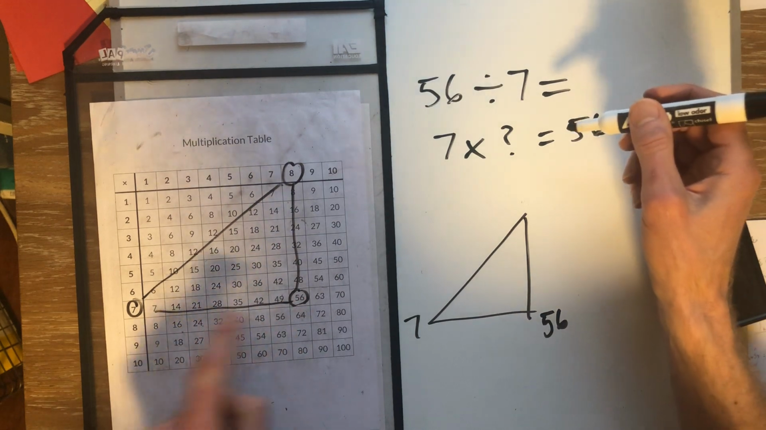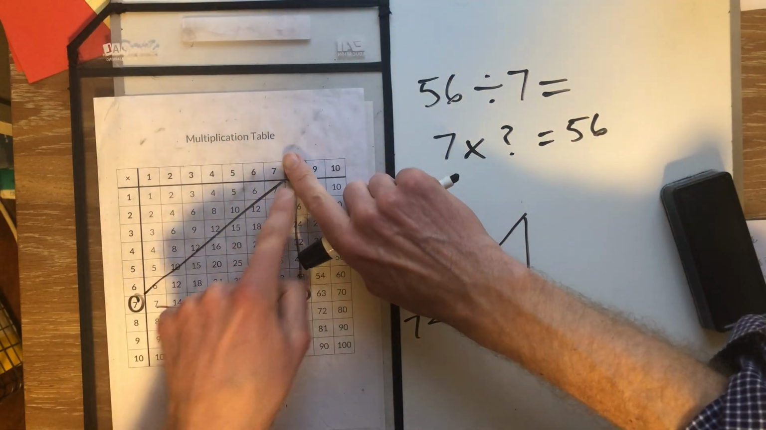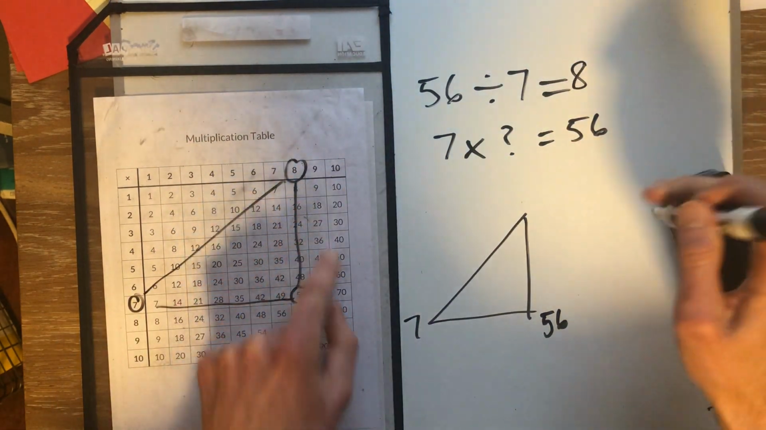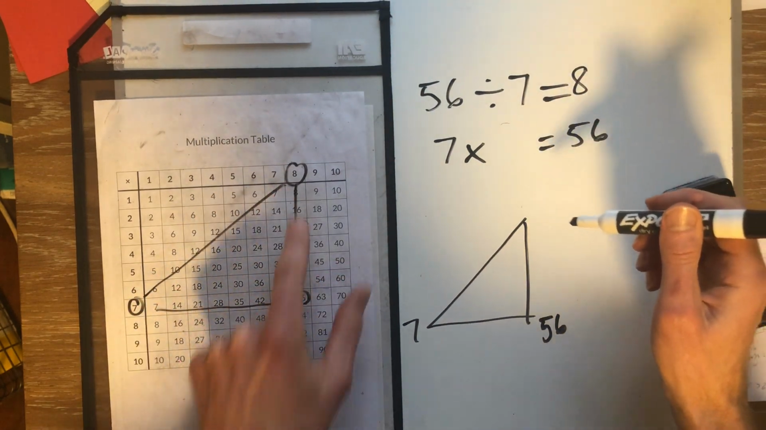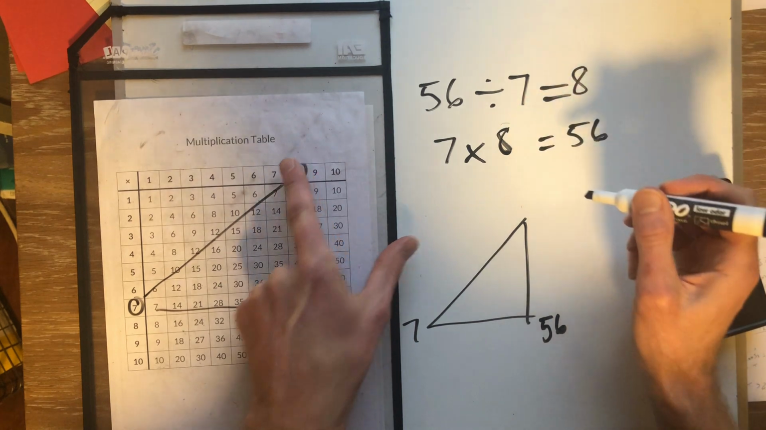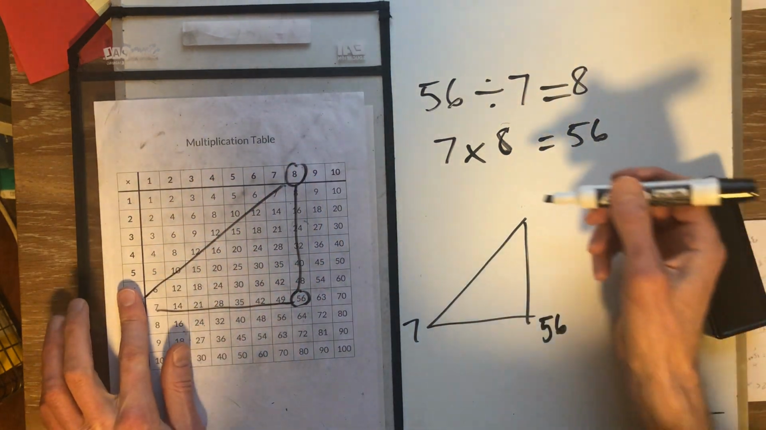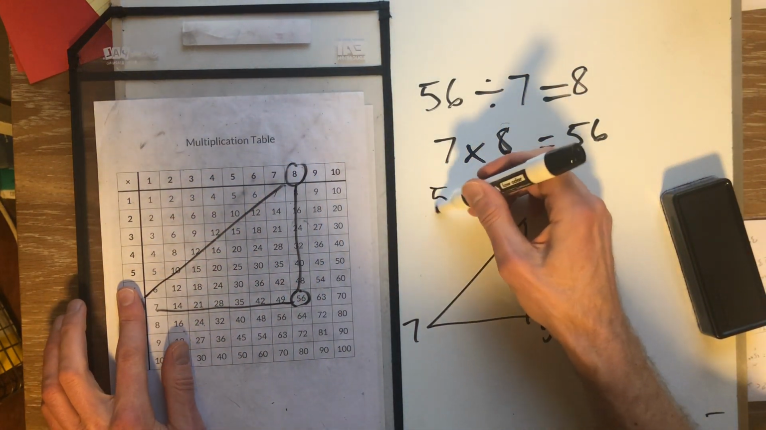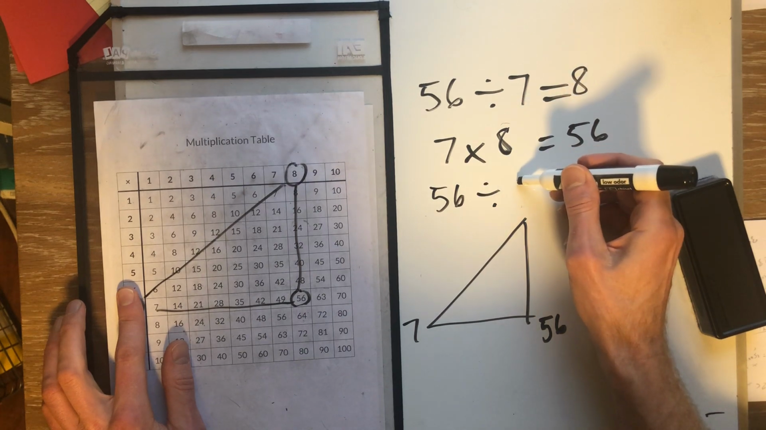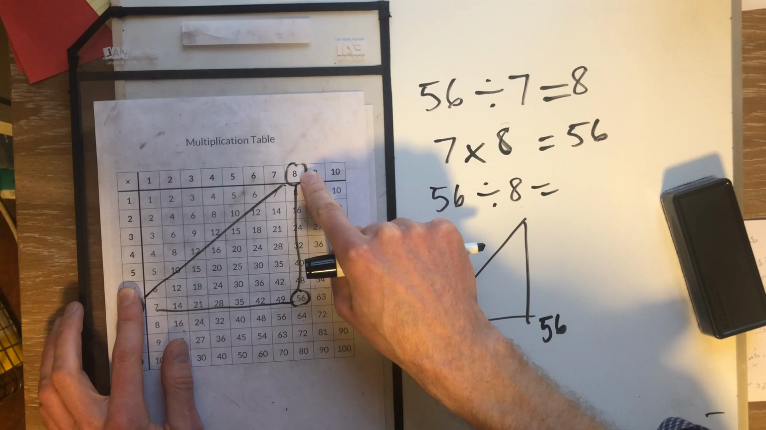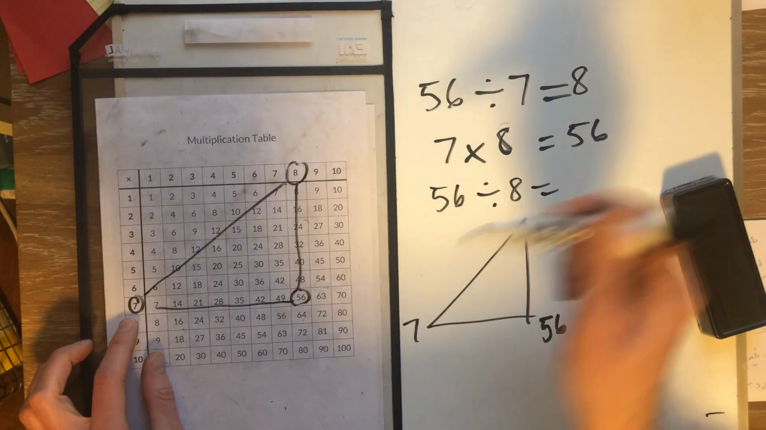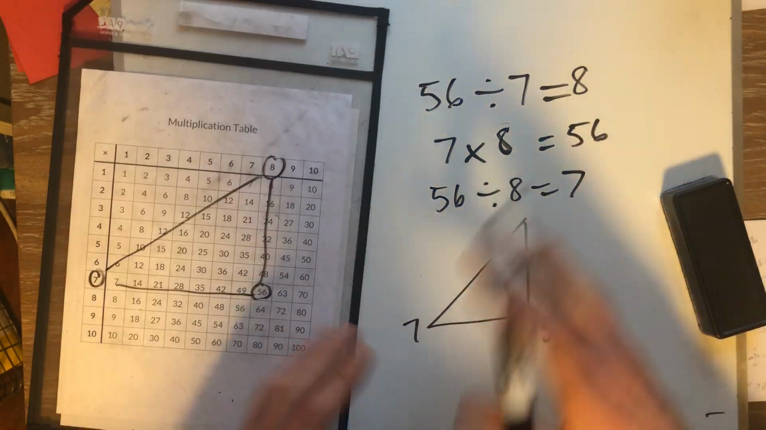So 56 divided by 7, the mystery number up here is 8. Or 7 times what equals 56? The mystery number is up here, it's 8. But what if that's the mystery number? What if it's 56 divided by 8? Well, then you find, 56 divided by 8 is 7, right there. So it's the same 3 numbers, they're just kind of moving around.